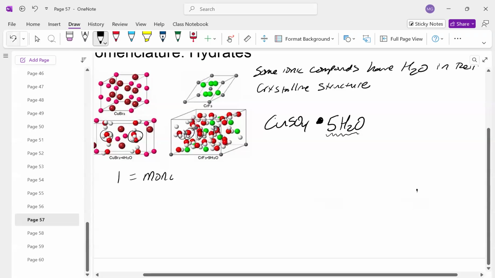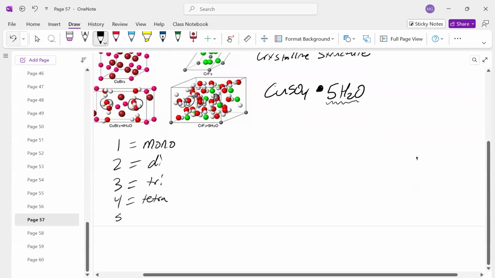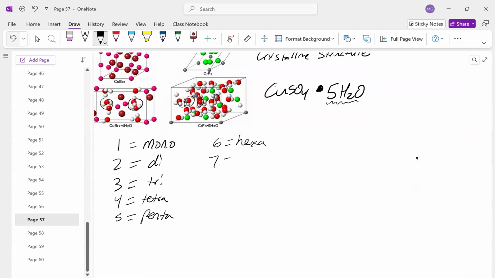A value of 1 is mono, 2 is di, 3 is tri, 4 is tetra, 5 is penta, 6 is hexa, 7 is hepta, 8 is octa, 9 is nona, and 10 is deca.